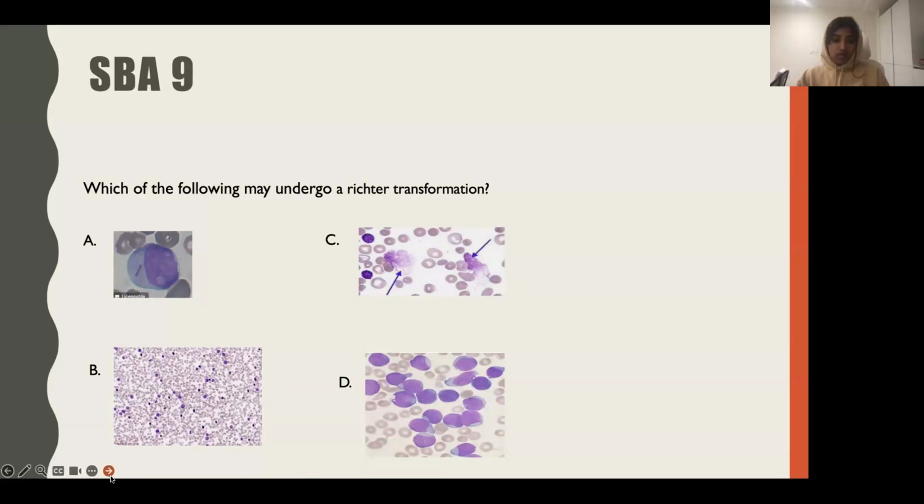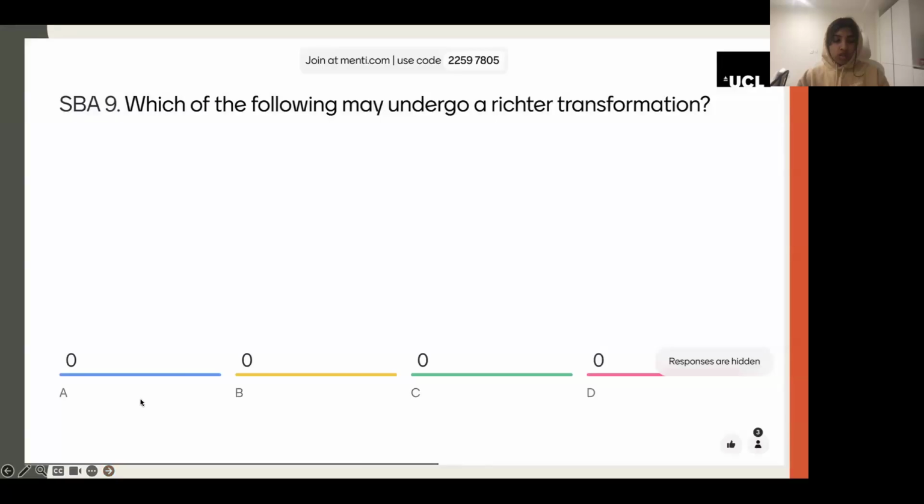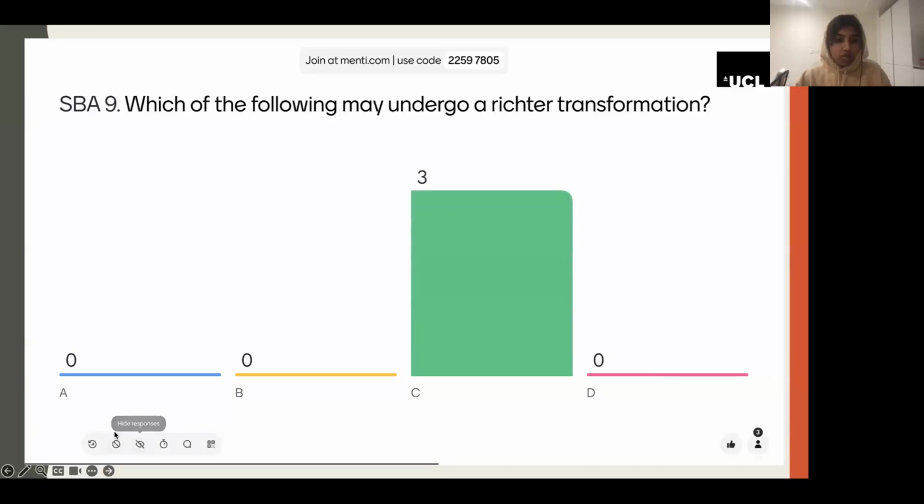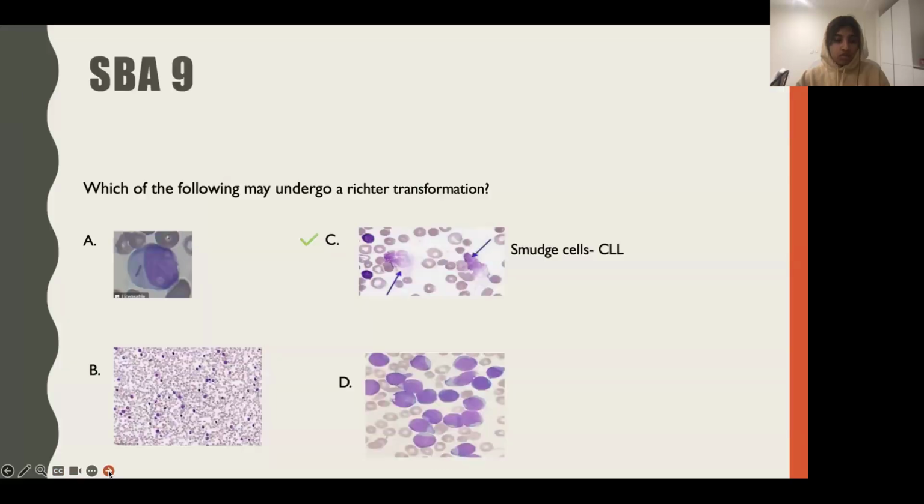Okay, let's see what people put down. I'm sorry if I'm going quick, but I'm conscious of time. People said C, okay. Oh my God, you guys are so smart. Exactly. See, now I think people are getting it. So smudge cells, we're kind of going backwards. C is if you see smudge cells, it's in CLL, and CLL is the one where they undergo Richter transformation. Cool.